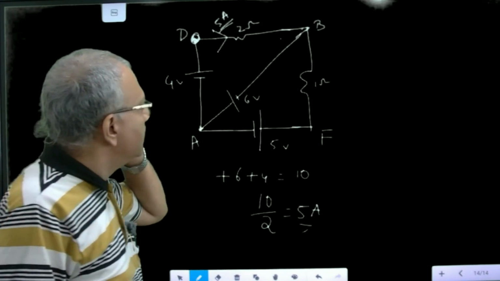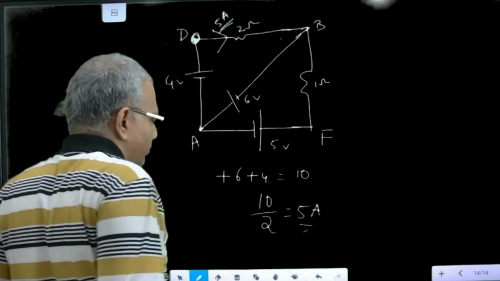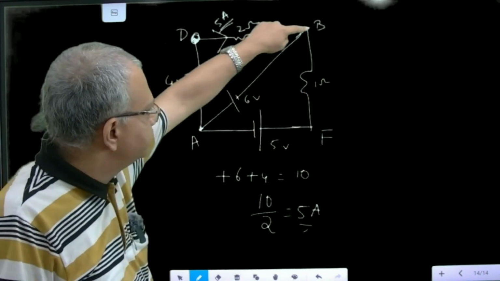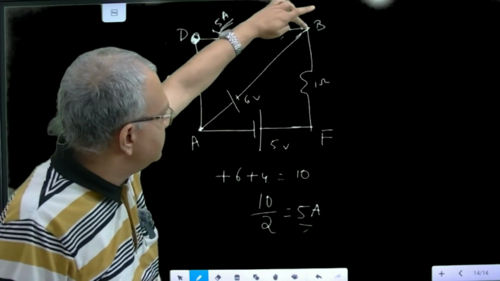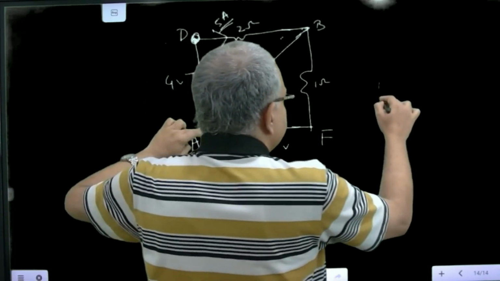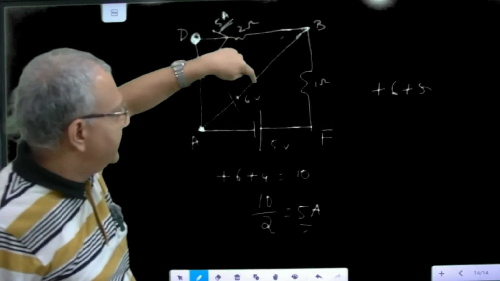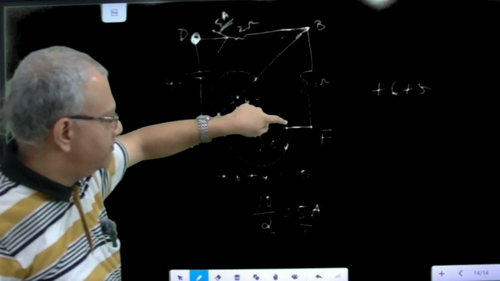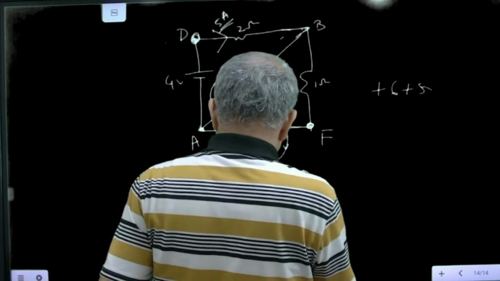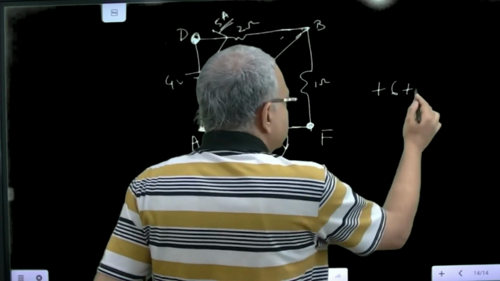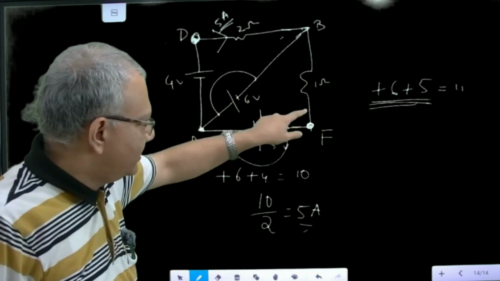Understood. Similarly, if I'm doing that for this part, which one? B to A, A to F, F to B. Just like you see, B to A, A to F, 5. Why? From the negative to positive, plus 6. From negative to positive, plus 5. Isn't it? Then what is the voltage here? This is 5, 11. So this point is 11.